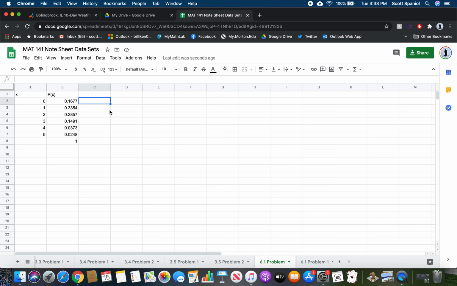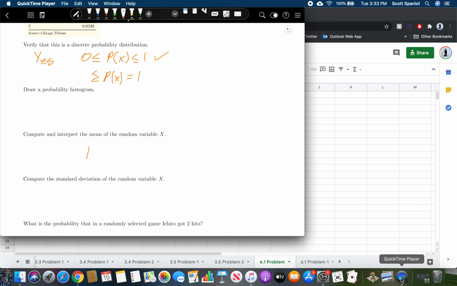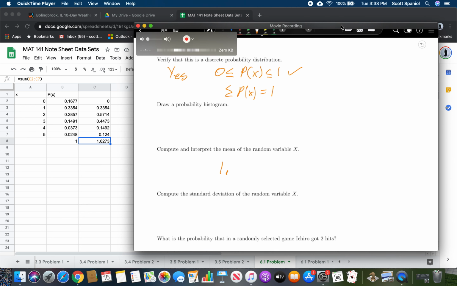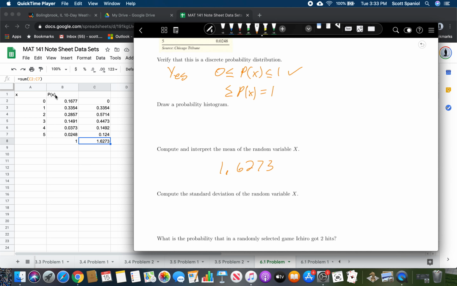So to do that, I'm just going to do equals A2 times B2, right? And then I'm just going to hold here and pull down, and it should do all of those for me. And then if I bring over this one to the right, whoops. And then I want to add those all together. So if I bring this over here to the right, it should add those all together, and there's my mean. So the mean is 1.6273. And we got that by using the formula, multiplying x times p of x, and then adding them all together.